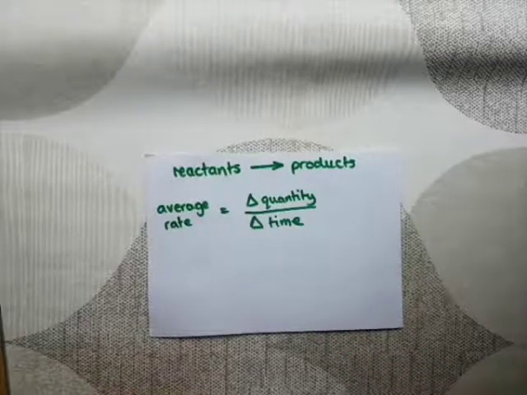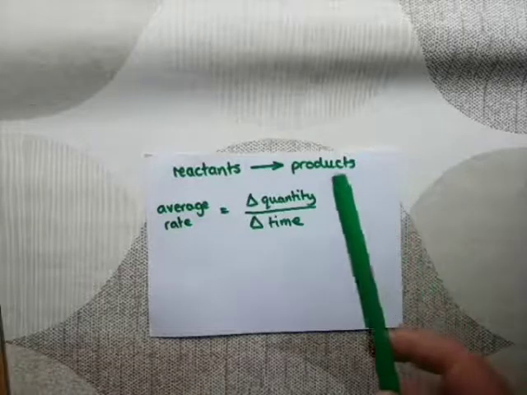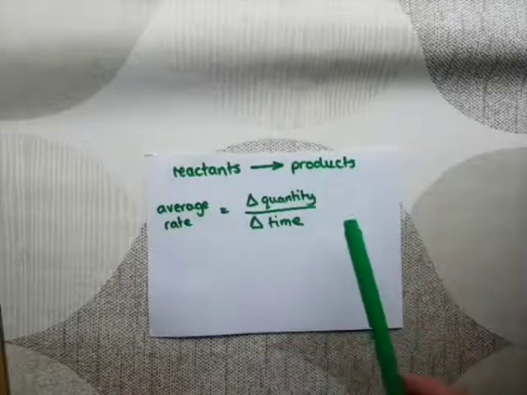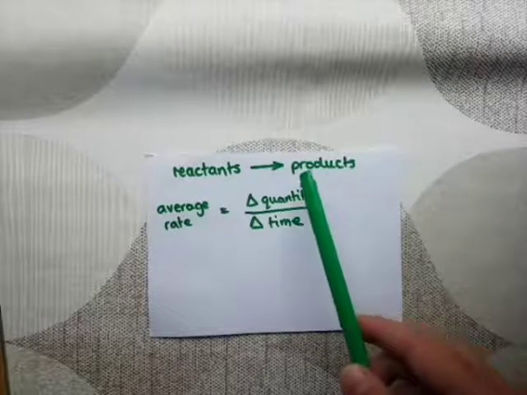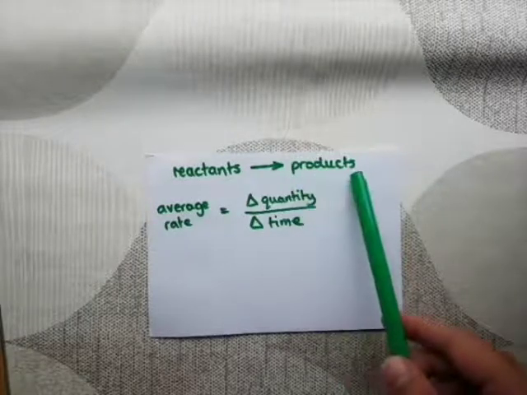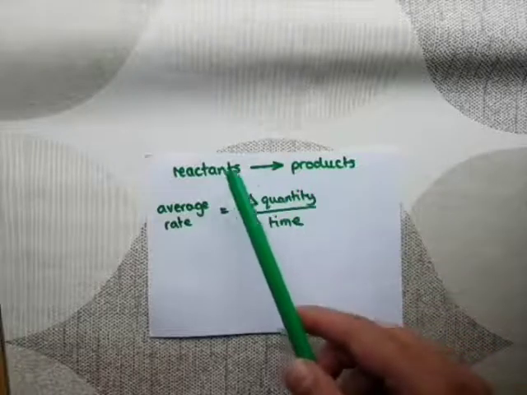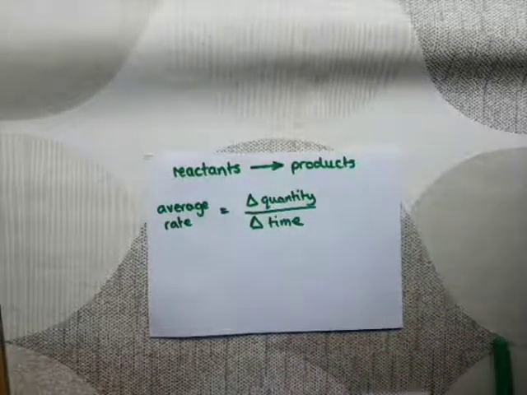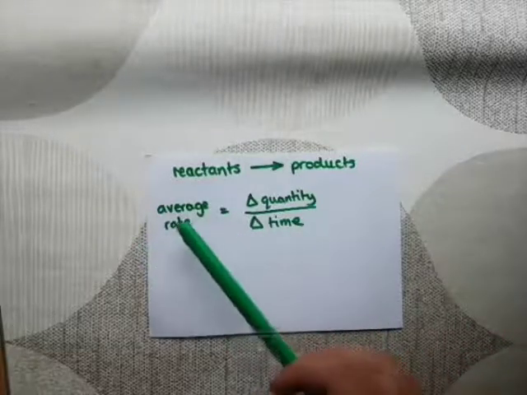We've also looked at a couple of ways of measuring the quantity of products over time. Particularly what we've looked at is measuring the volume of gas produced. And we've also looked at measuring the mass lost, so that's a way of measuring how quickly the reactants are used up. So what do I mean by average rate, or why do we do this average rate calculation?